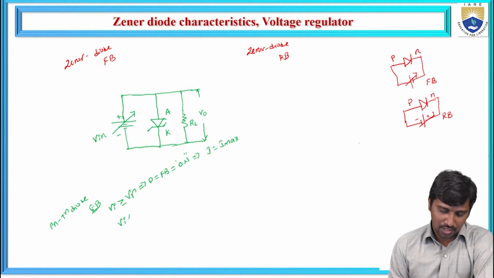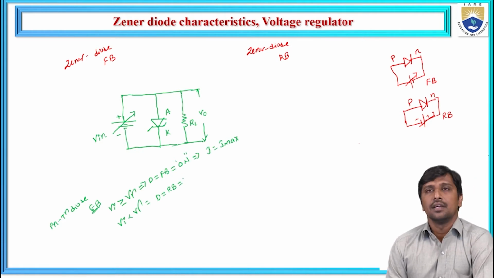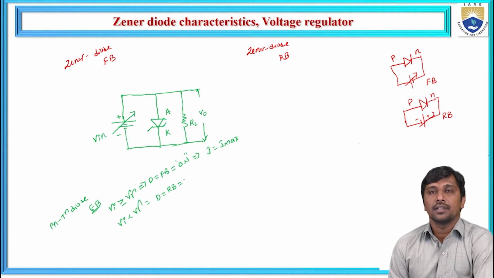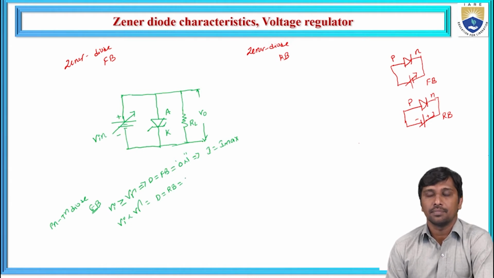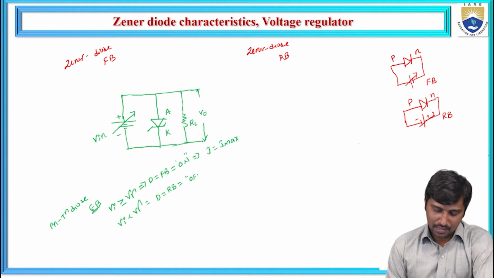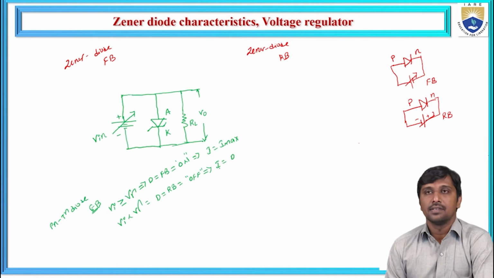Similarly, when your applied input voltage is less than the cut-in voltage, the diode becomes reverse biased. If the diode is reverse biased, there is no flow of charge or current across the PN junction diode. Hence, the state is represented as the off state. Hence, the current is represented as 0. That reverse current is represented as 0.